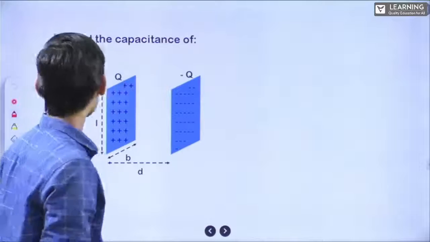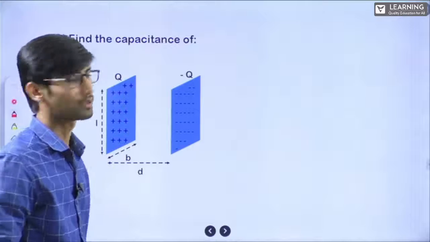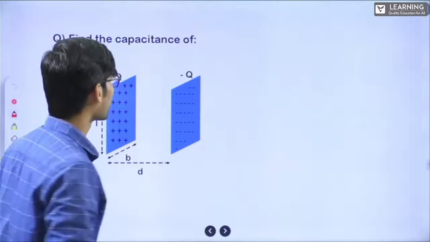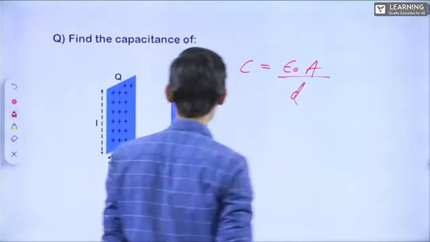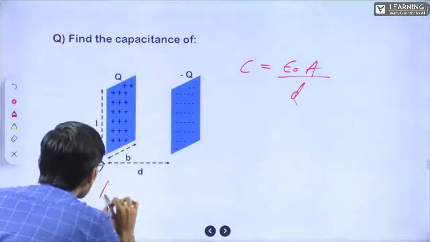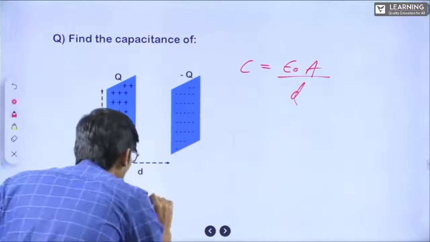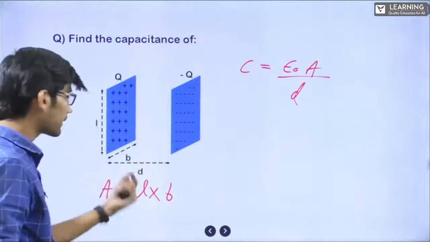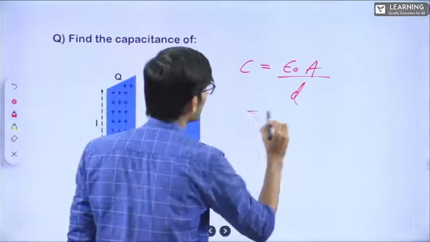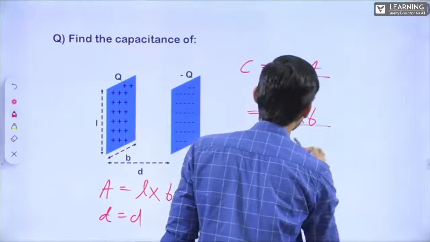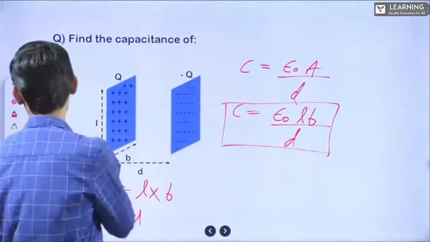Find the capacitance of this particular combination, we can say. These are very basic questions. Now C is equal to epsilon naught A by D. What is A here? A is the area of the plate. This is length, this is breadth, L into B. Separation D is given as D only. So this will be epsilon naught LB by D. This is the capacitance. Fine.